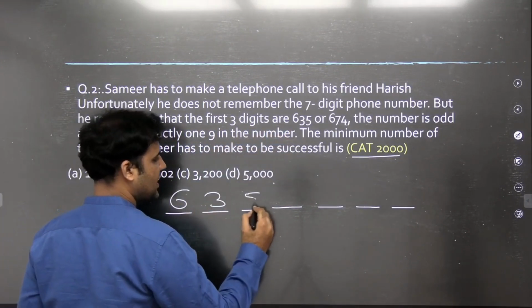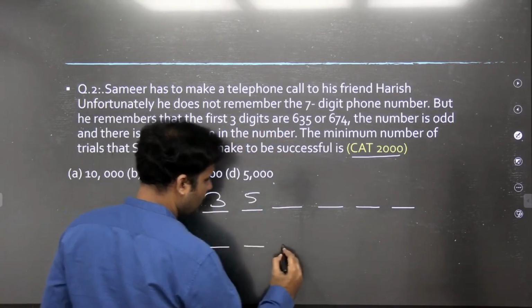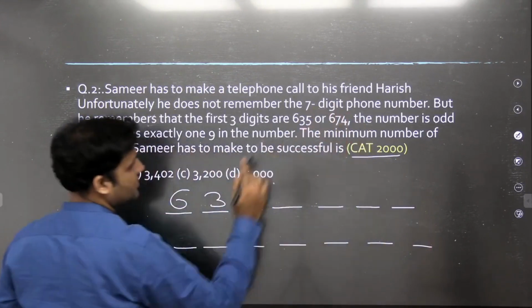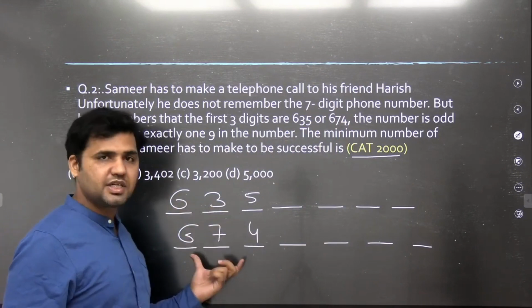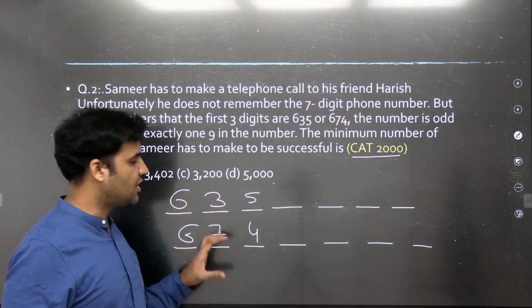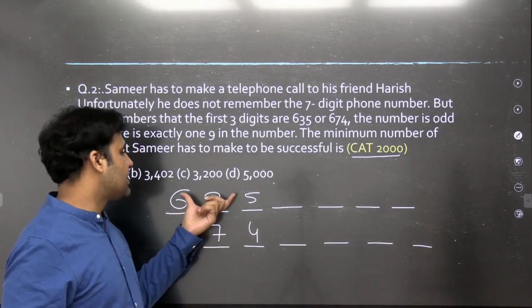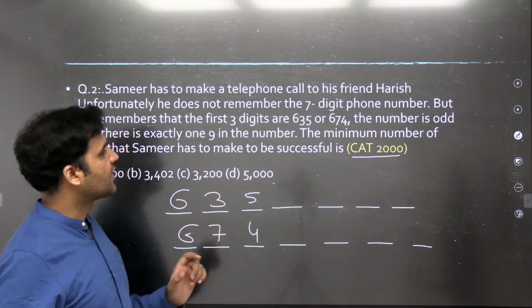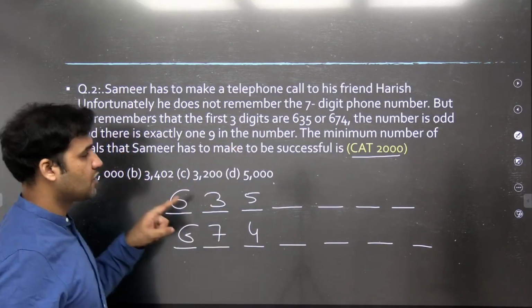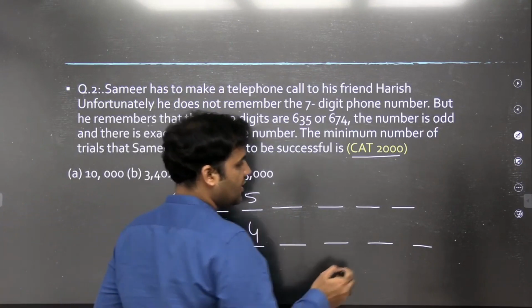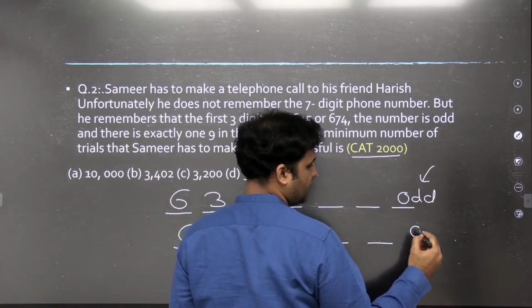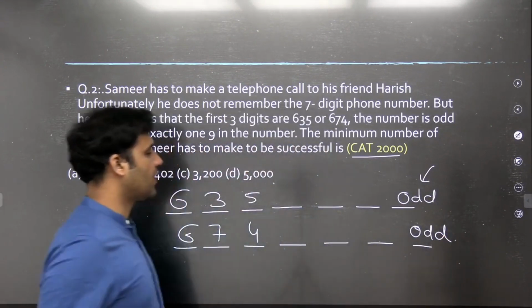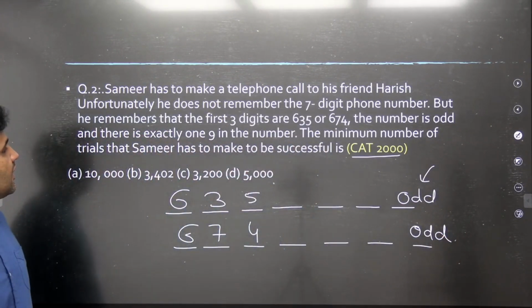So the first 3 digits are either 635 or 674. There is no problem with the first 3-digit number. We know it is either this one or this one. The number is odd. So guys, if the number is odd, the unit digit should also be odd, again in both of the cases.